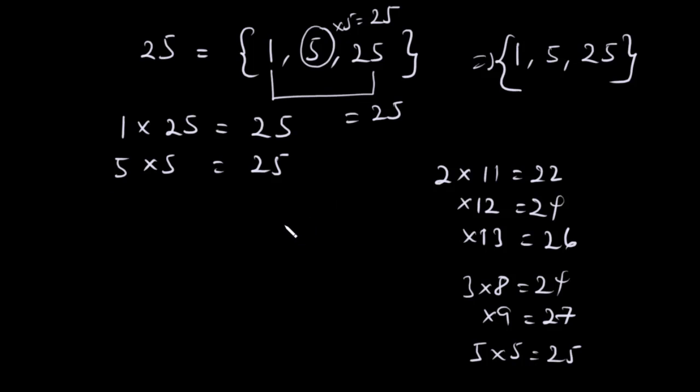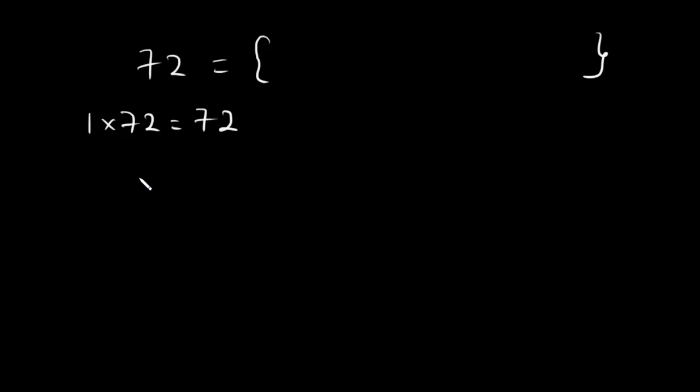Let's solve a more complex example. So let's say we want to find the complete set of factors for 72. Now let's start from 1. 1 times 72 is equal to 72. What about 2? Is 72 divisible by 2? Yes, because 72 is an even number, and every even number is divisible by 2.